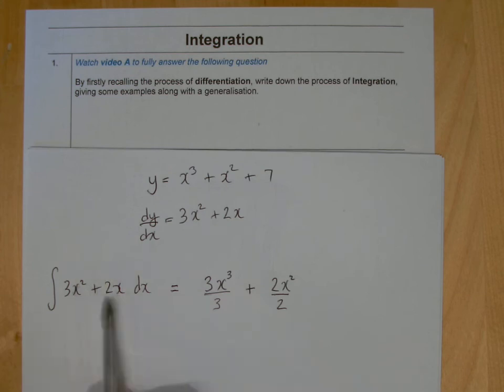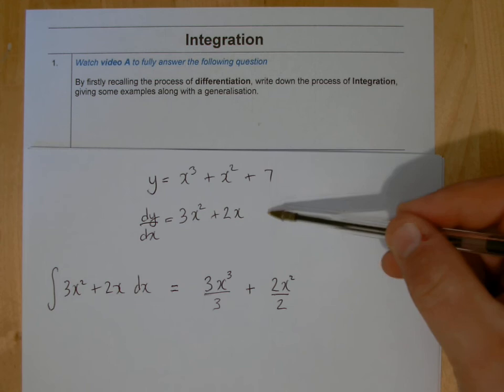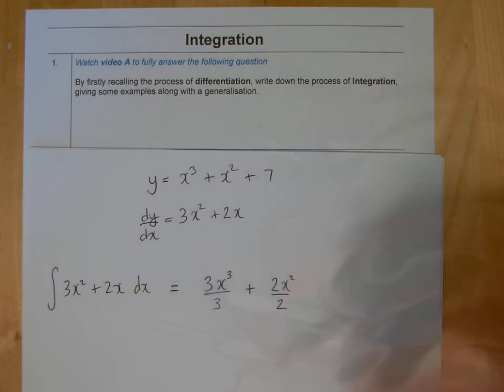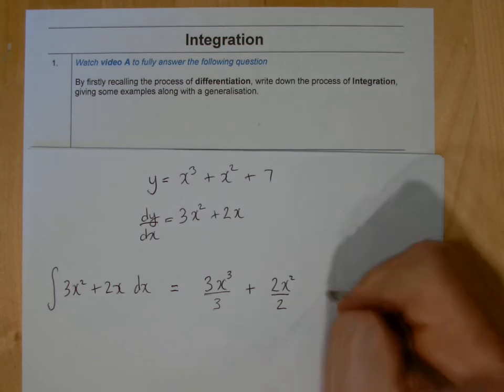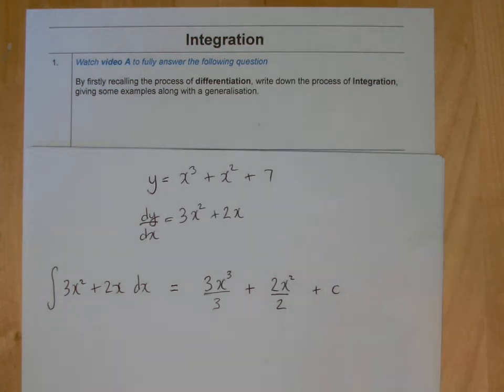And there's not enough information here to tell me what number I need to add on at the end, okay? Because of course, when you differentiated, it became 0, yeah? So if you've got 0 here, we don't know that that would be 7 when you integrate it. So what you've got to do always is put a plus C on the end, right?